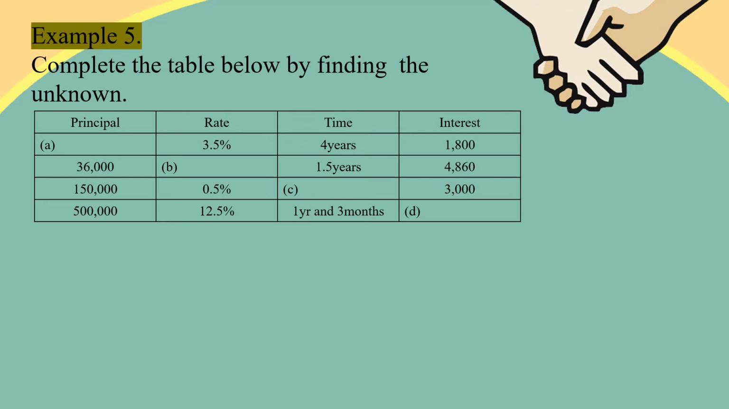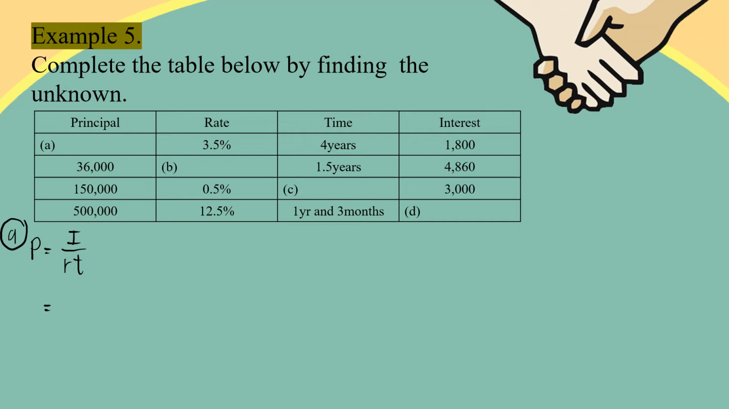Next, complete the table below by finding the unknown. Dito, binigay na agad yung mga given, so kukumputin na lang natin agad. Yung first, dun sa A, ang hinahanap ay yung principal. Ang interest rate ay 3.5%. Yung time is 4 years. Then, yung interest is 1,800. Ang formula for the principal, since principal yung hinahanap dito kay A, is equal to interest divided by rate times time.